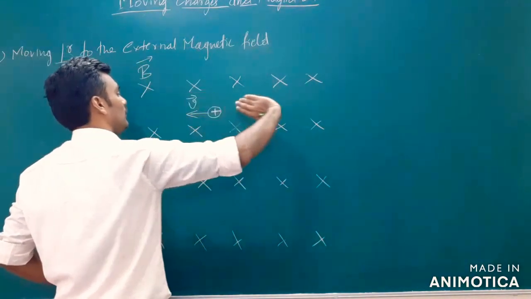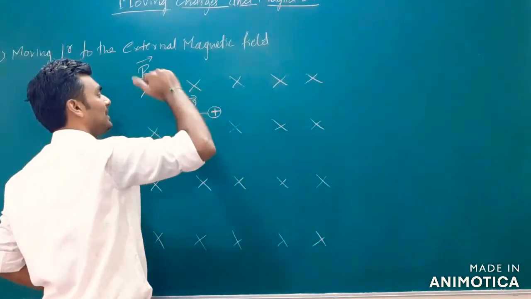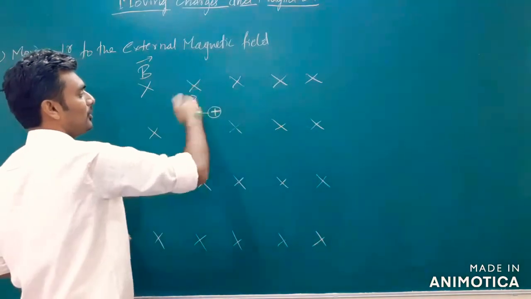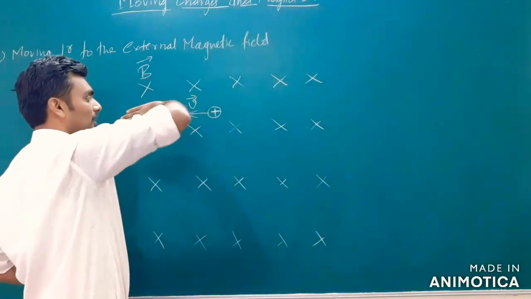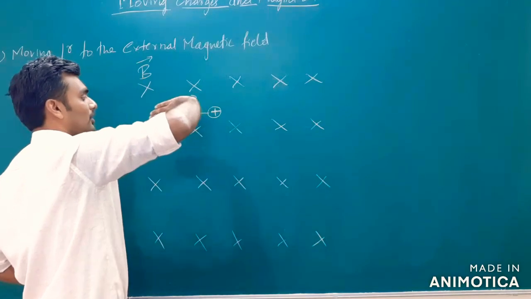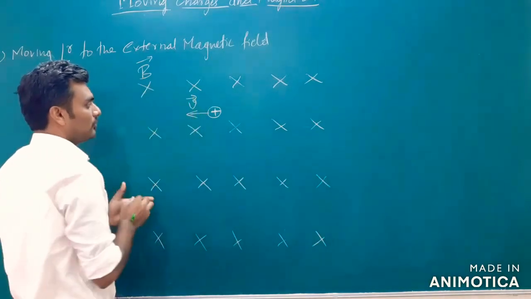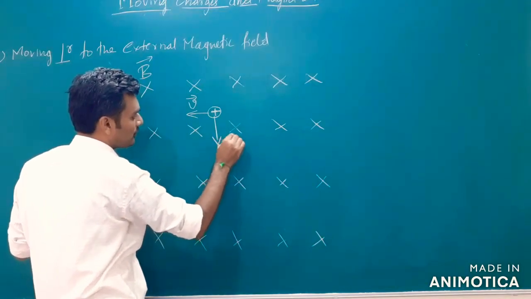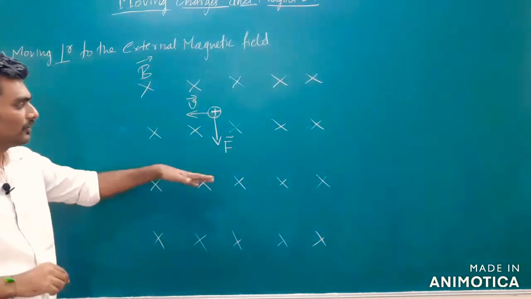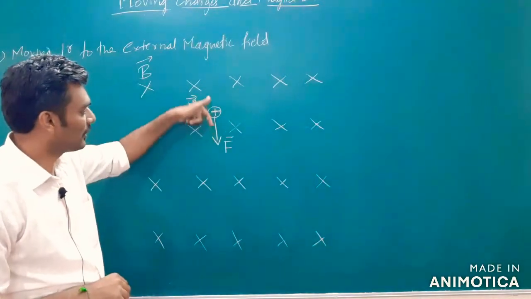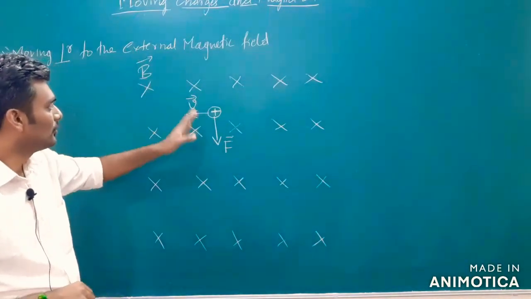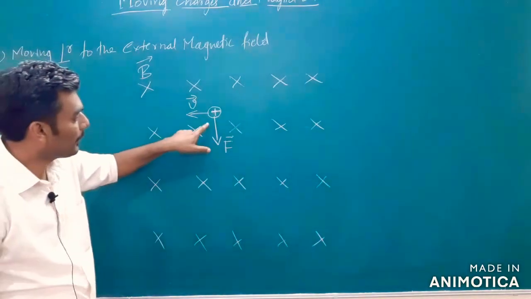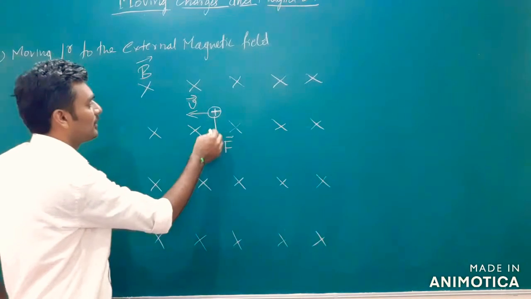V, right, v cross b, because b is into the board, imagining. So this is v and this is b, so v cross b towards b. So it is v cross b, and hence the force experienced by this positive charge is, I can't say downwards, it's like this, mutually perpendicular to b and v, like this. So now this force will push the body.